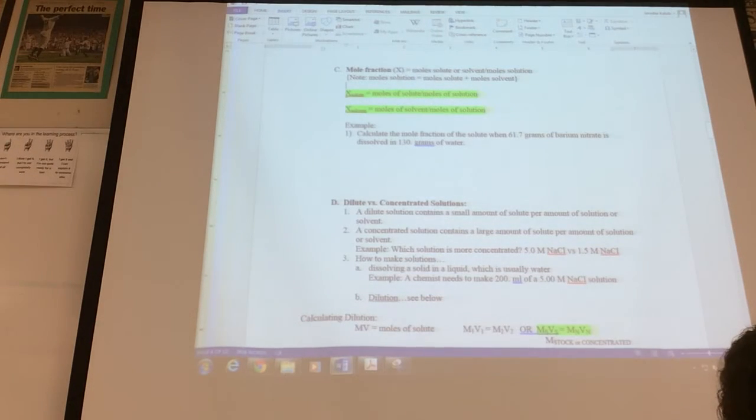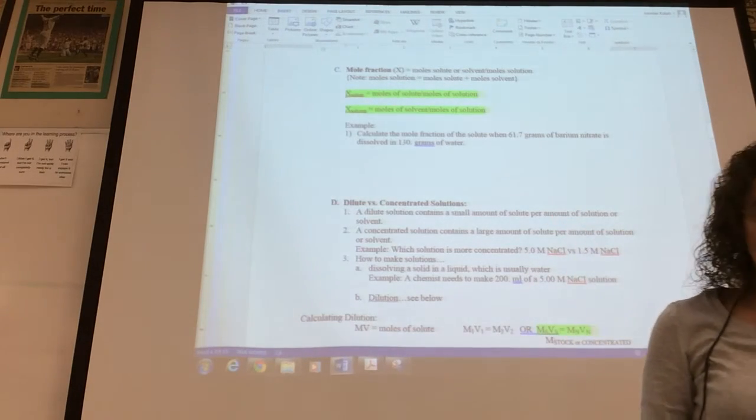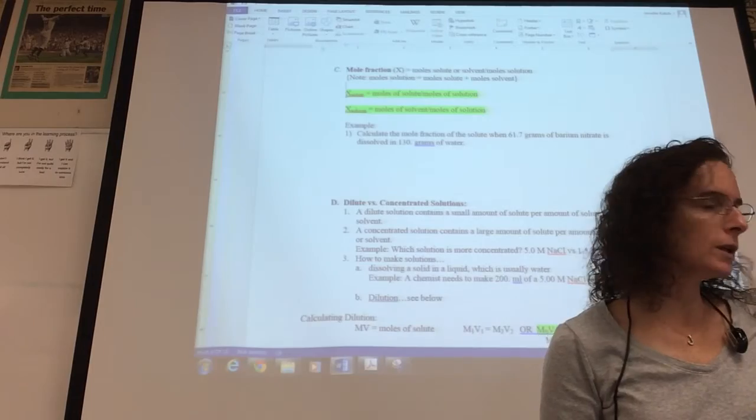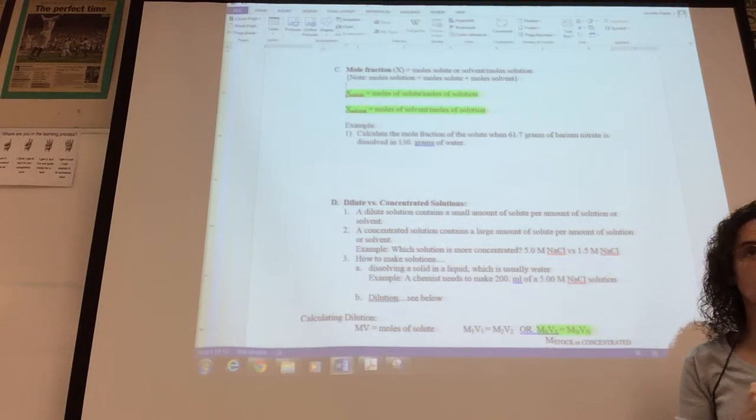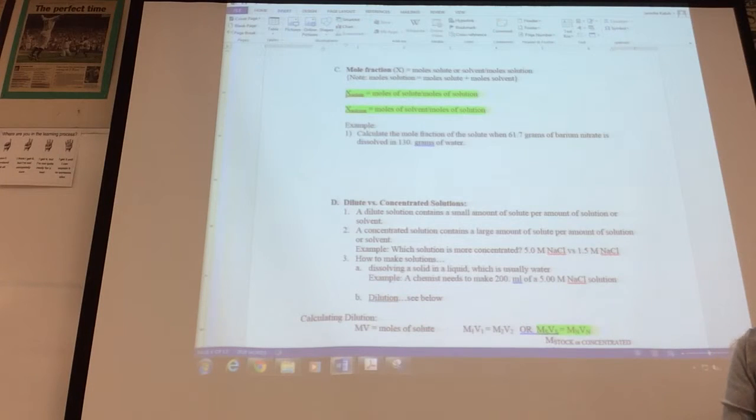Mole fraction is represented with an X. If you want the solute, you're going to put the moles of solute in the numerator. If you want the solvent, you'll put moles of solvent in the numerator.